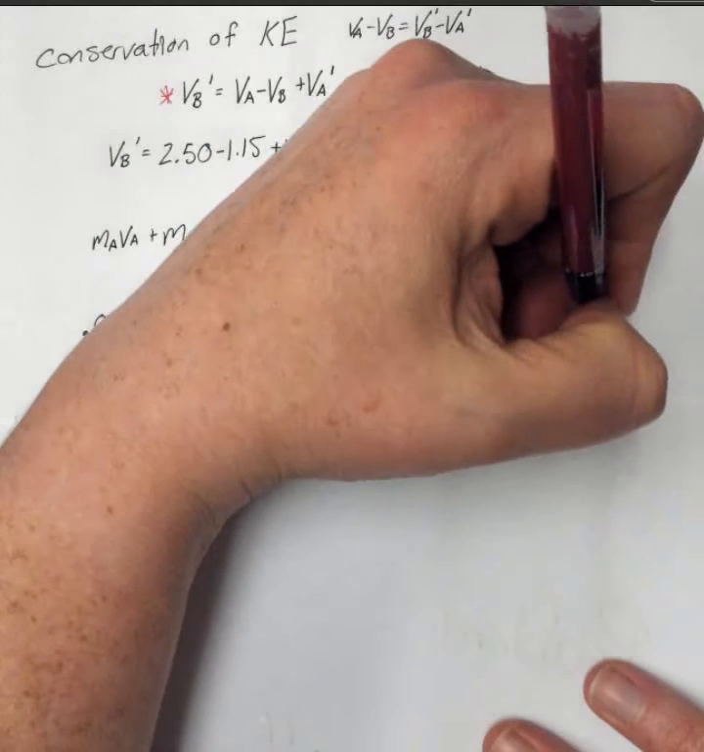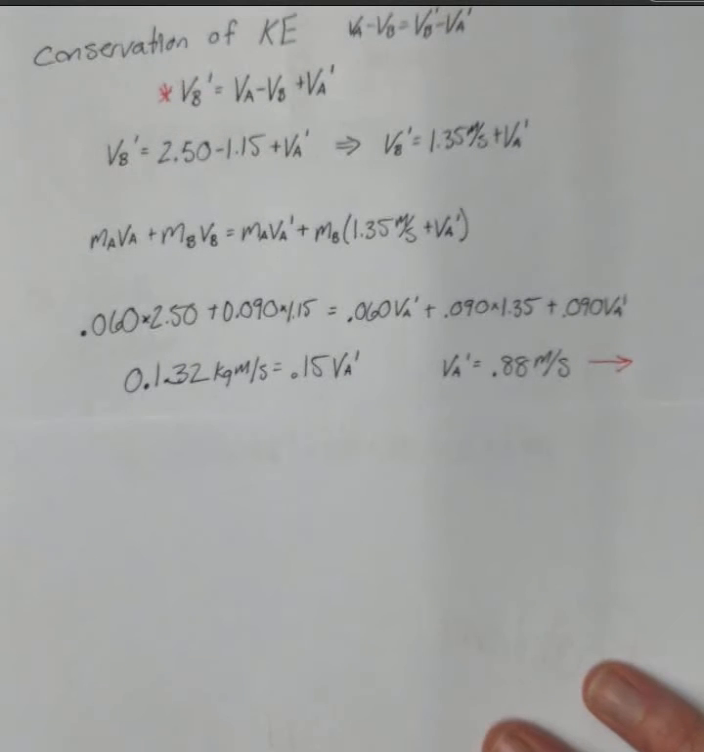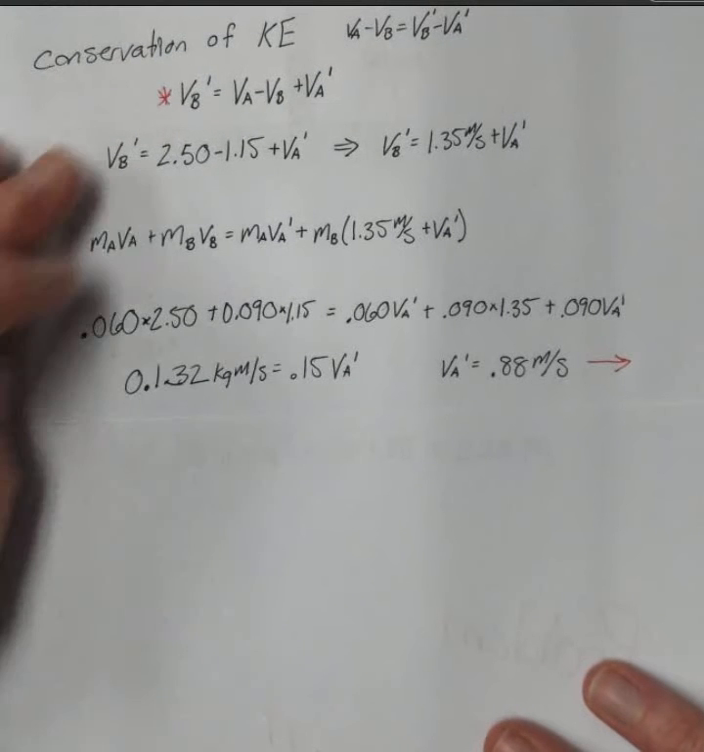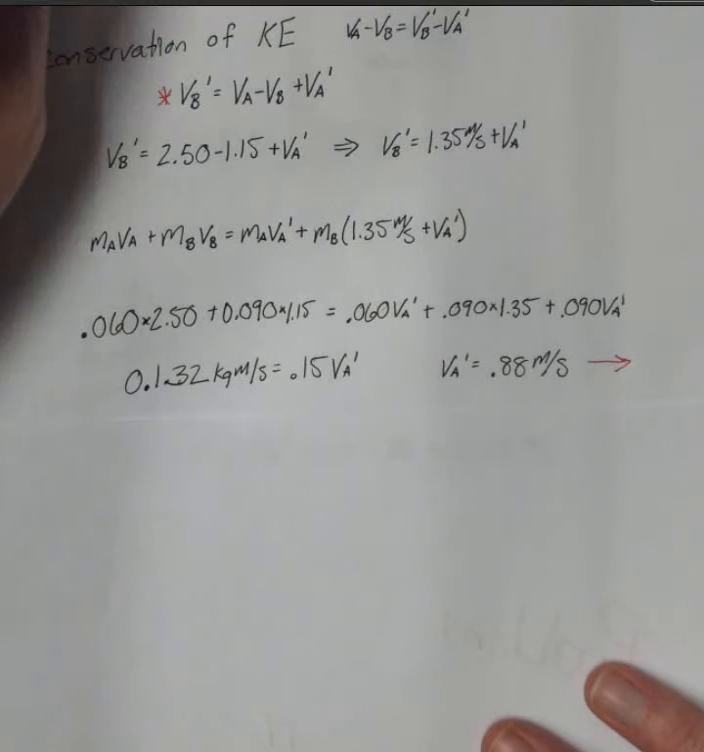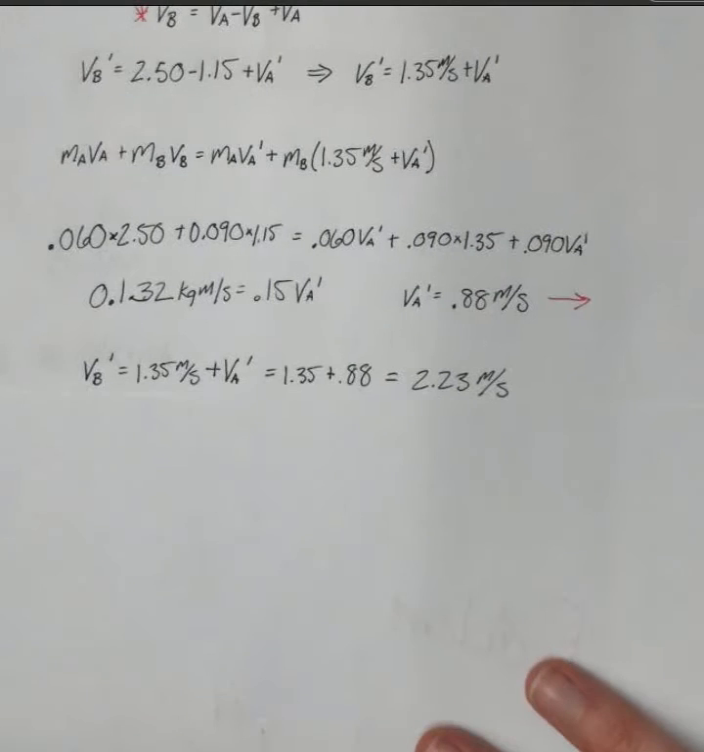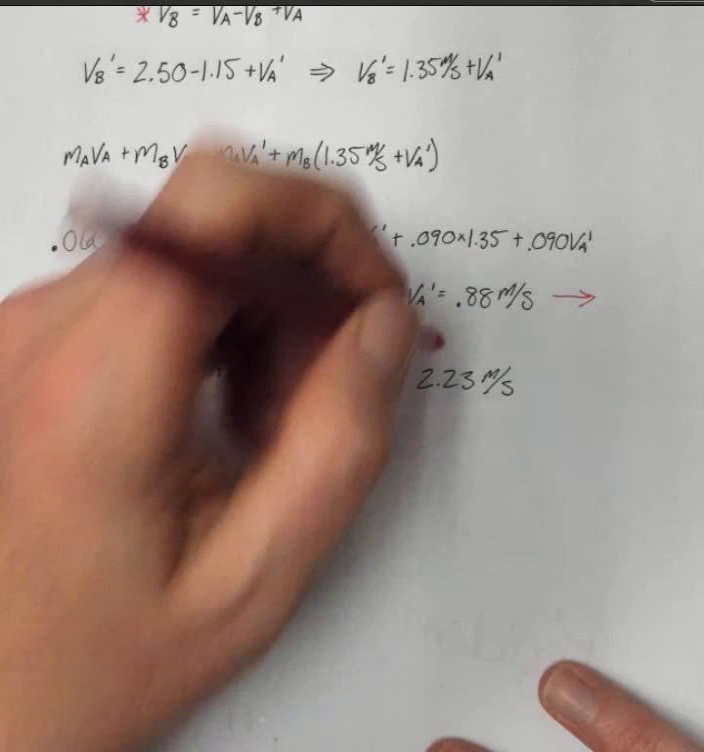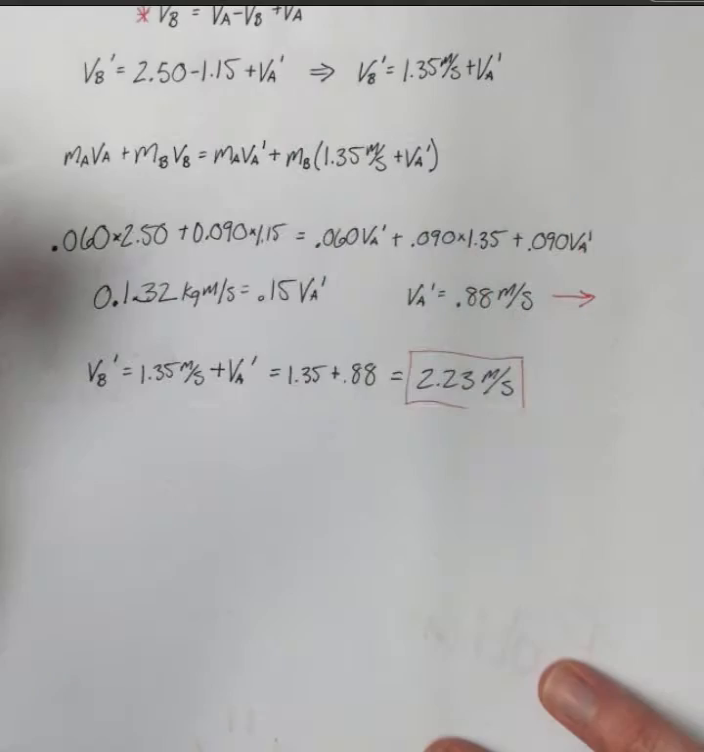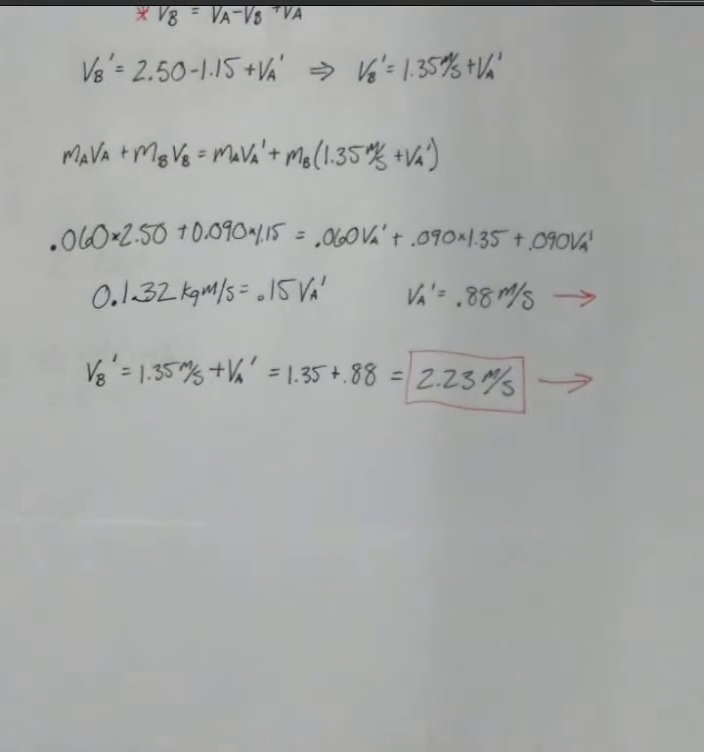Notice that that's a positive value, so we know that VA prime, like the initial velocity, is moving to the right. And that does make sense intuitively, since we know that both objects originally were moving to the right. VB prime can then be solved by plugging VA prime back into the initial equation, and we get that VB prime is equal to 2.23 meters per second. Again, that's a positive value, so we know that that object is moving to the right.